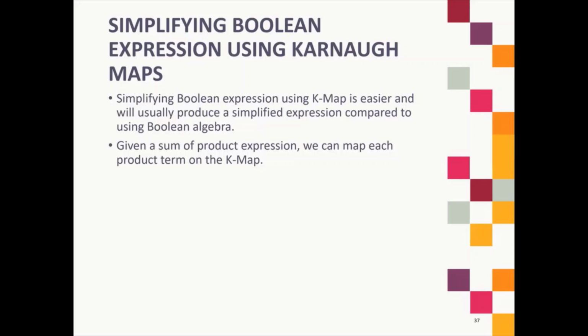Simplification of Boolean expression using Karnaugh Map. Simplifying a Boolean expression using a K-map is easier, and it basically produces a simpler expression compared to using Boolean algebra. So how can we simplify a Boolean expression using a K-map? Based on the SOP expression, you can map each product term on the K-map. I will show you the steps for simplifying an expression using a K-map.